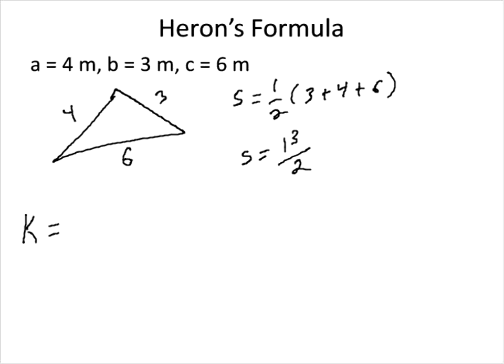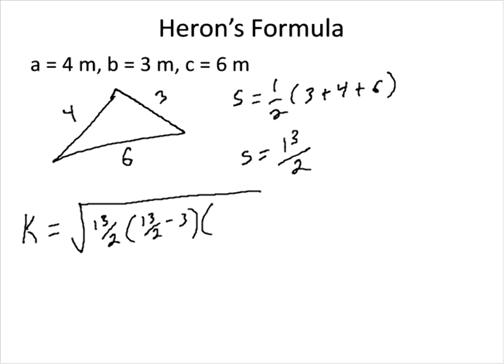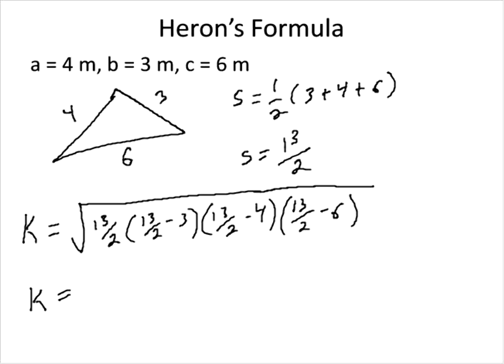So now we can find the area. The area is the square root of S, that's 13 over 2, times S minus A, so 13 over 2 minus 3, times 13 over 2 minus 4, times 13 over 2 minus 6. So I do 13 over 2 minus each of the three sides, and I'm going to take the square root of that. And really, all I'm going to do is put that whole thing into my calculator.